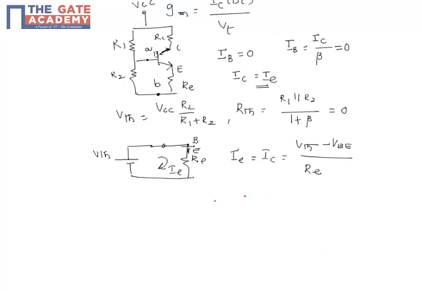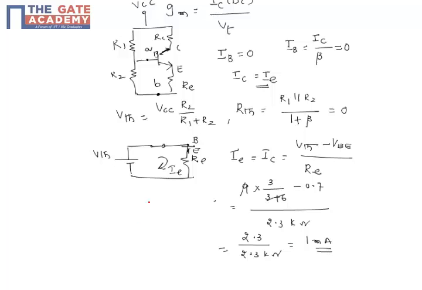So V Thevenin is nothing but VCC into R2 by R1 plus R2. This is 9 into R2, which is 3, by 3 plus 6, minus VBE, which is 0.7, divided by RE, which is 2.3 kilo ohm. These two get cancelled: 3 minus 0.7 is 2.3, divided by 2.3 kilo ohm. This is equal to 1 milliampere. So IC you got.